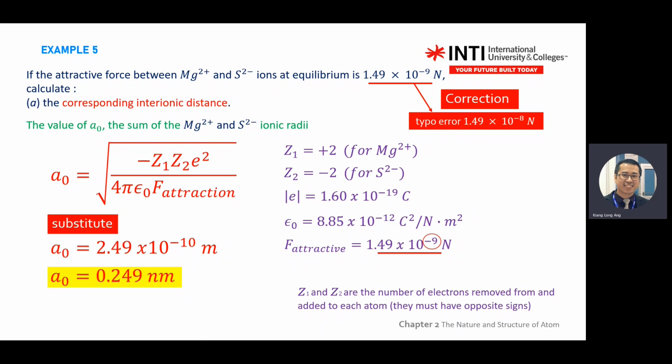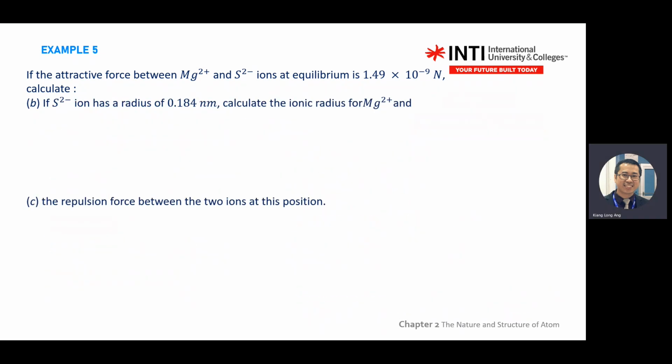I also captured this page and sent it to the WhatsApp group, just as a reference for your revision. But the steps of solution still remain the same, right? Still remain the same. Okay.